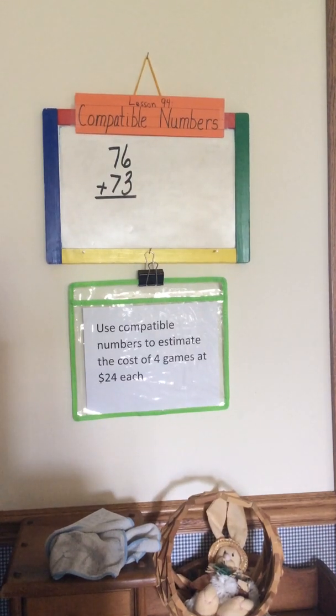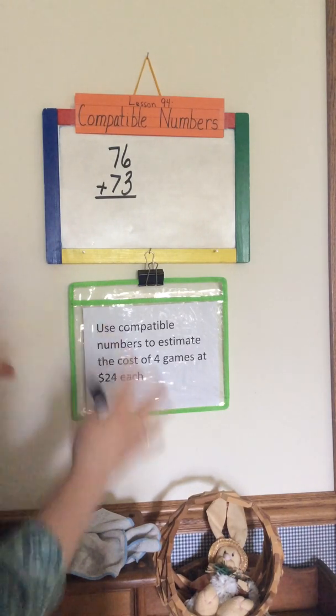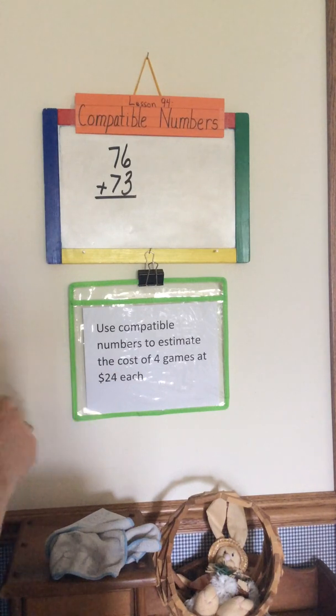Hello, third grade. Today we're on lesson 94, compatible numbers again. And this time we're looking at compatible numbers in a little different way. The last time we looked at doing rounding towards zeros, or the closest 10.